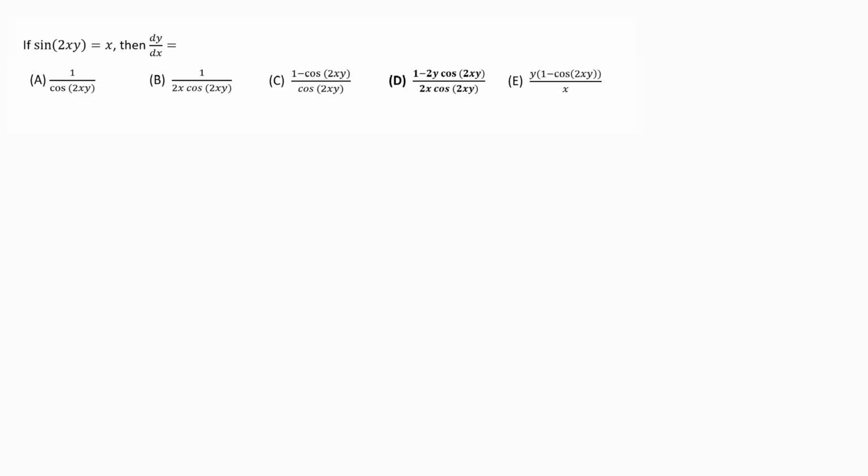This problem's giving us the equation sine of 2x times y equals x, and then it's asking us to find dy/dx, which is them asking us to find the derivative. So let's look at what we have. We've got the sine of, remember that's "of" and not multiplied, 2xy equals x.